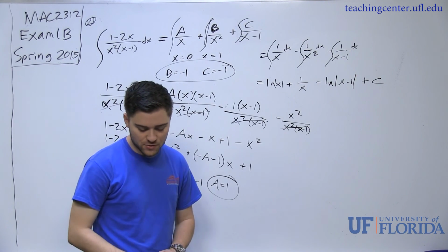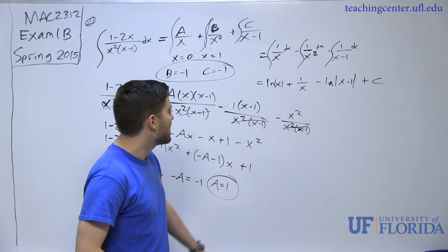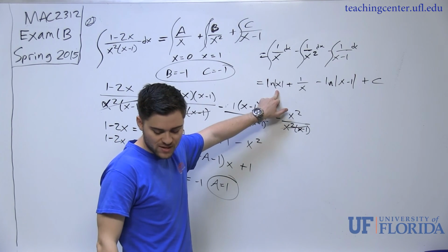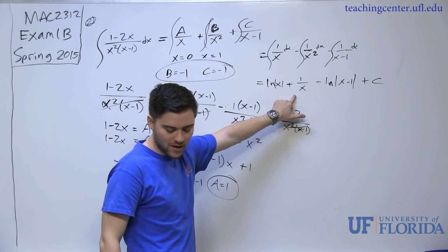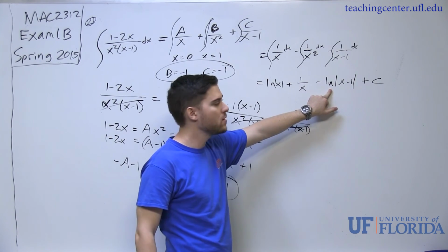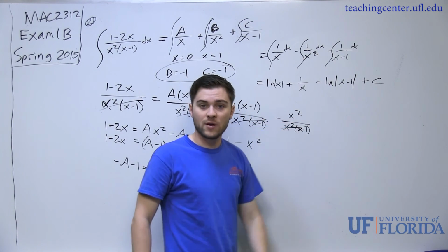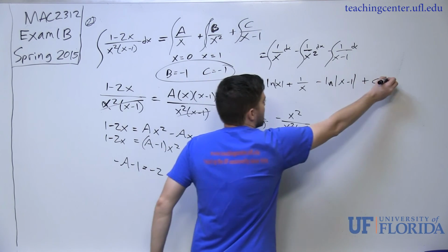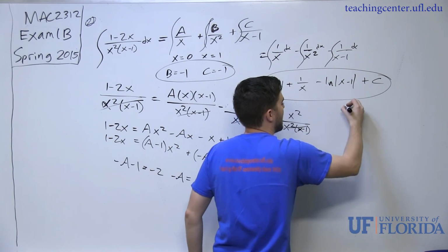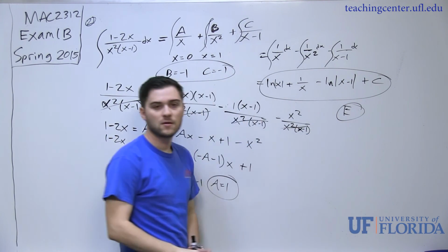When I look at the answers, the answer should be letter E, which is natural log of x plus 1 over x minus natural log of x minus 1, and the plus c is already written in the answer. So this is the correct answer, and that corresponds to letter E.